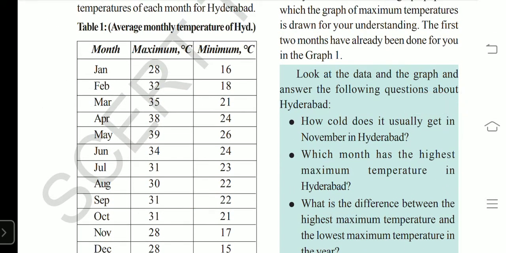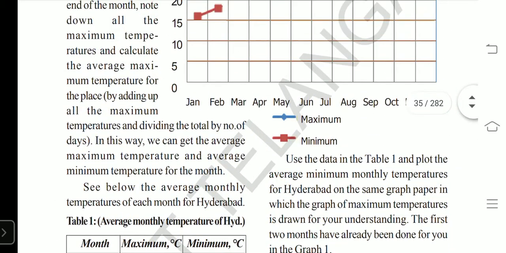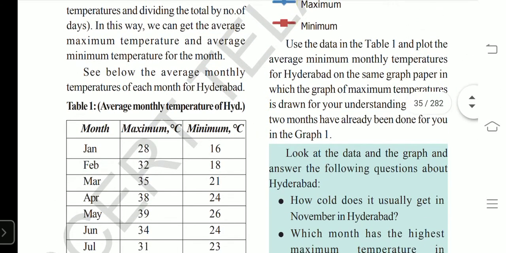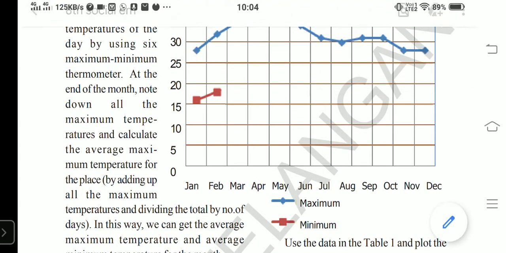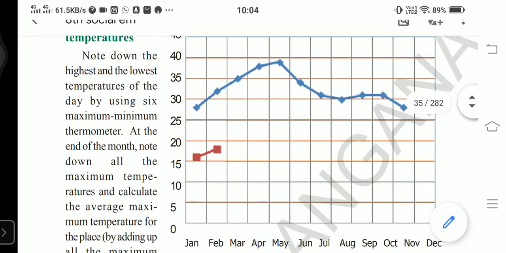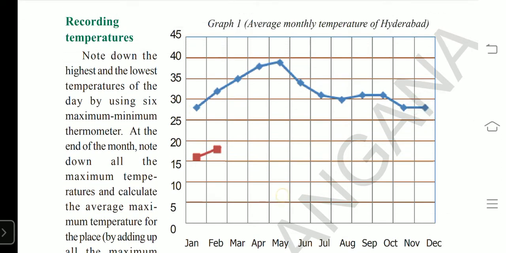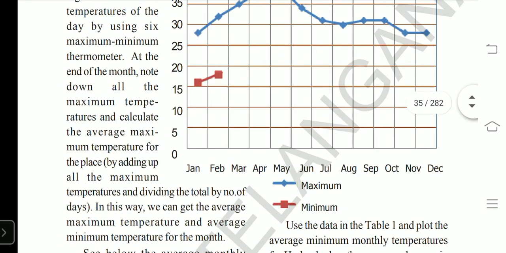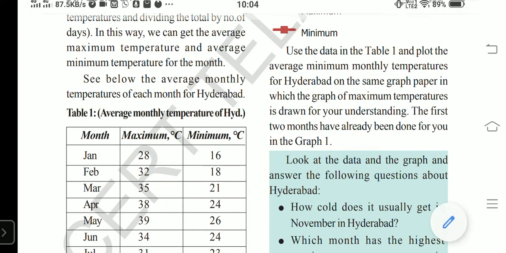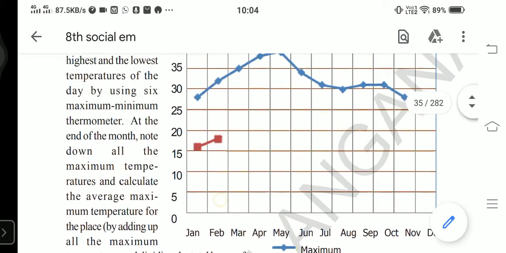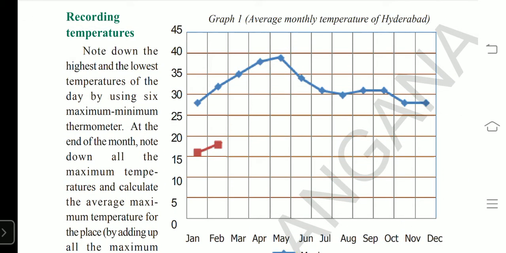Based on this table, graph 1 is drawn here. See that, my dear friend. January 28 is the maximum, right? Then for January, here it is, 28, right? The dotted line here, that is 28. Then February month, how much is the average monthly temperature? 32, right? So the 32 dot is marked here.